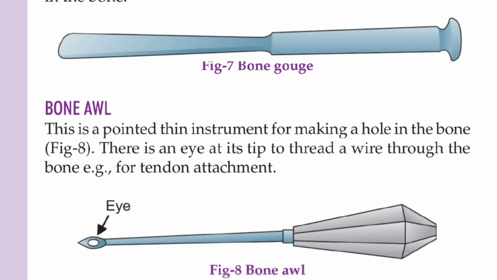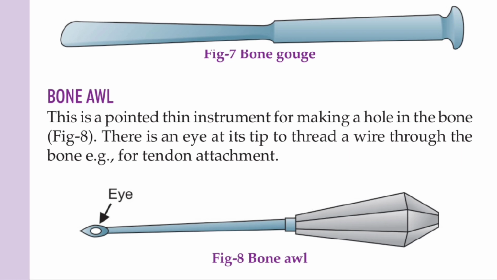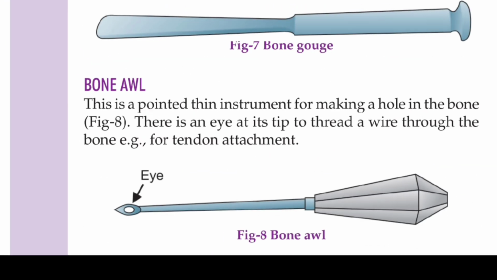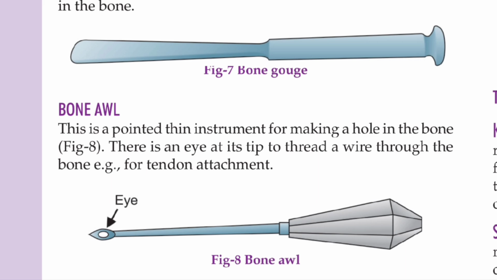Next is a bone awl. Okay, here you can see bone awl. It is a pointed instrument for making a hole in the bone, and its tip has an eye. Okay, here you can see it has an eye. It is used to pass the thread or wire through the bone or tendon attachment. Okay, it is used to pass the wire through that hole, like a needle.